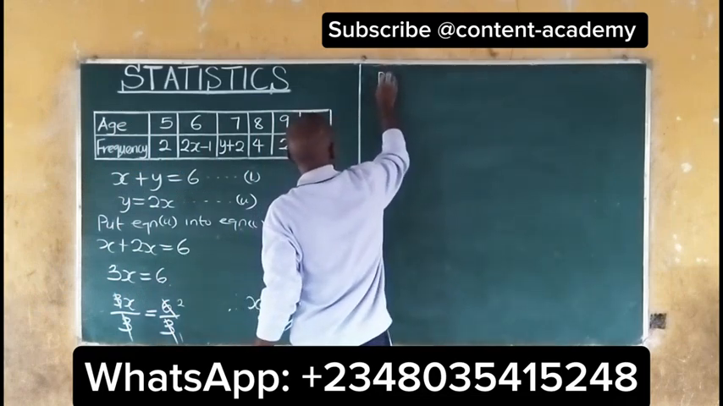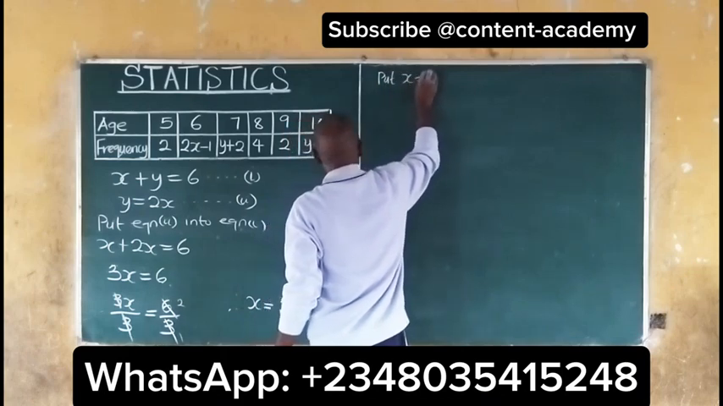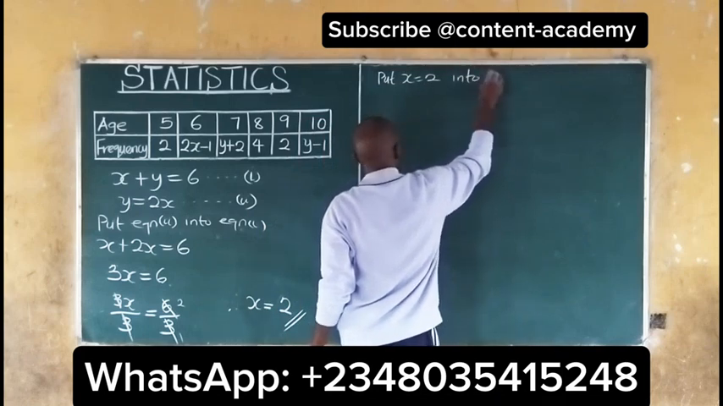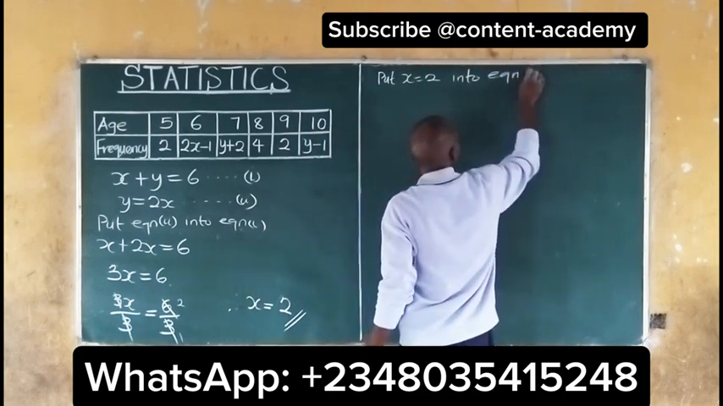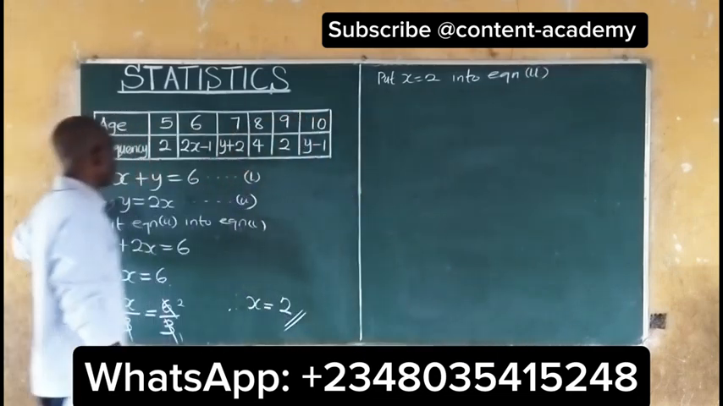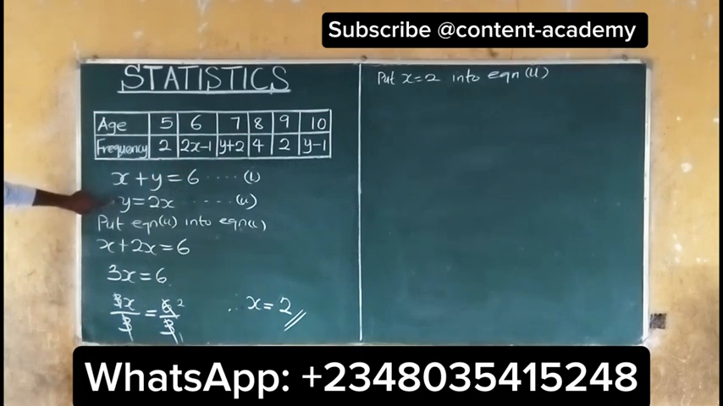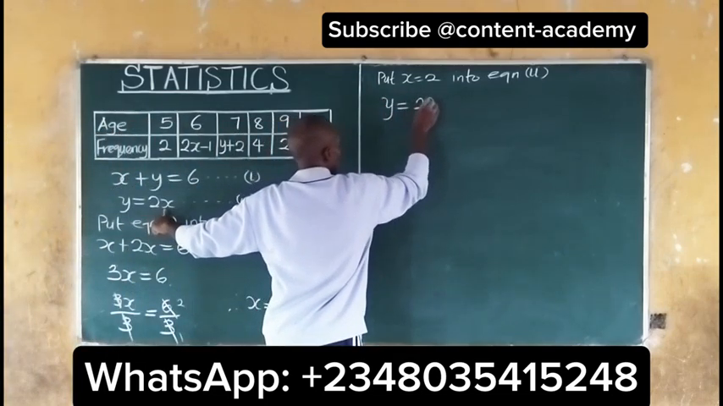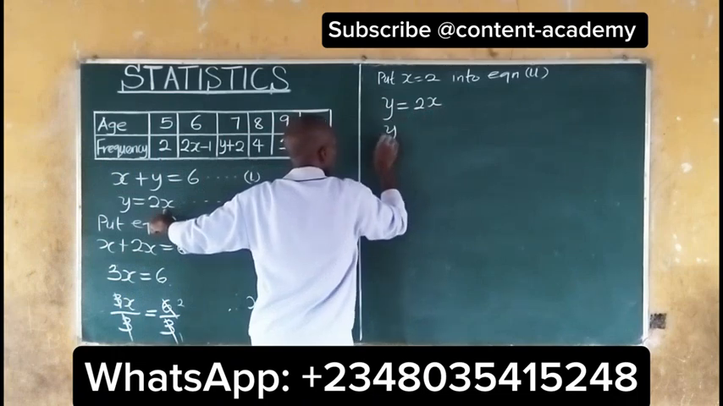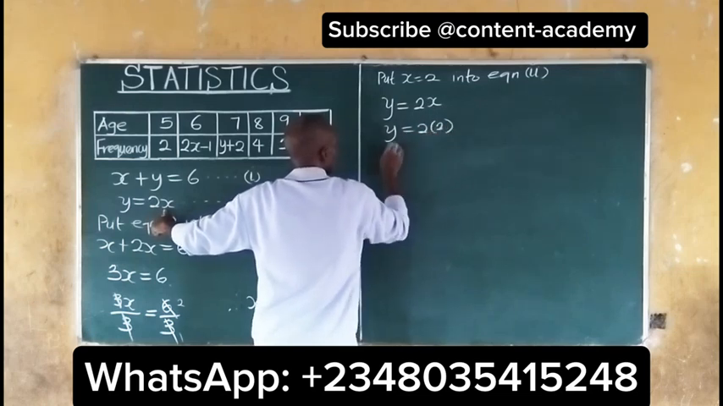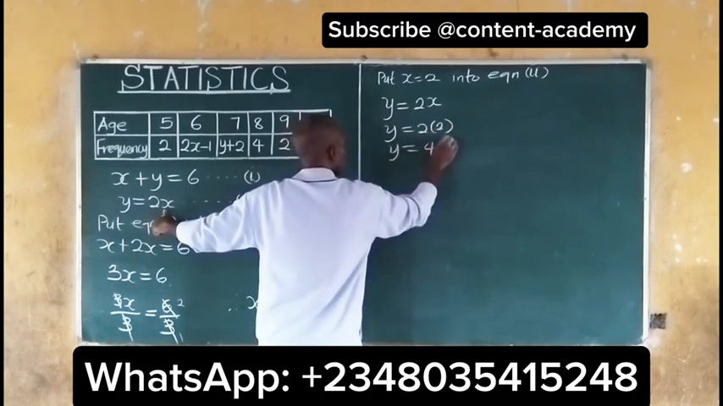To get y, we put x is equal to 2 into equation 2. Anywhere we see x, we put 2. Equation 2 states that y is equal to 2x. So it means that y is equal to 2 times 2. That is, y is equal to 4.